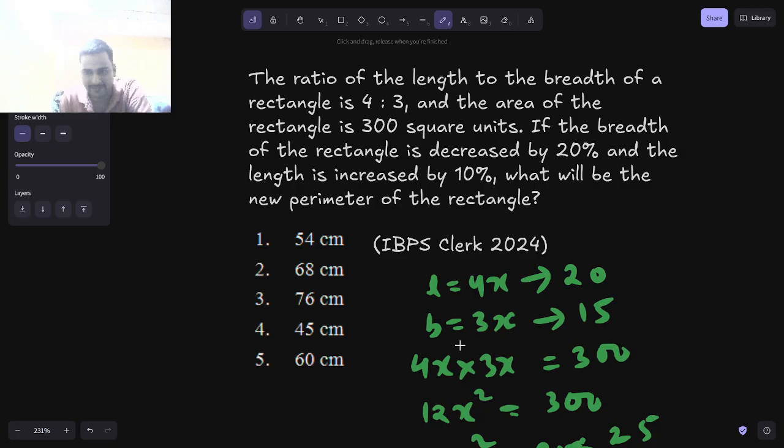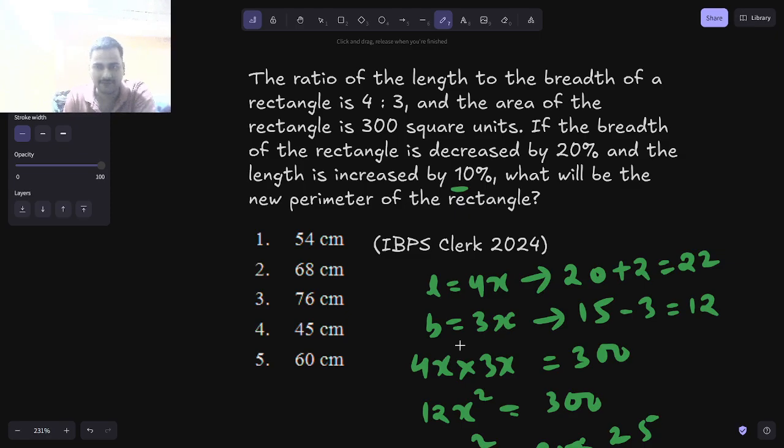So new breadth will be 15 minus 3 because it is decreased by 20%. So 12. New length will be, and the length is increased by 10%. What is 10% of 20? It is 2. So if I increase this by 2, I will get 22.